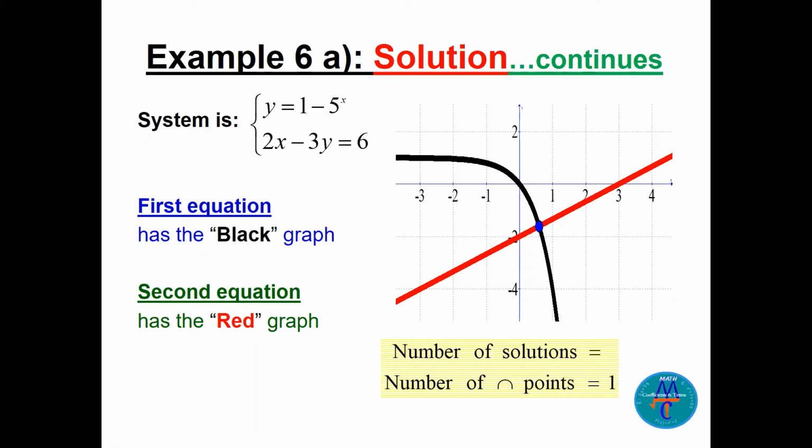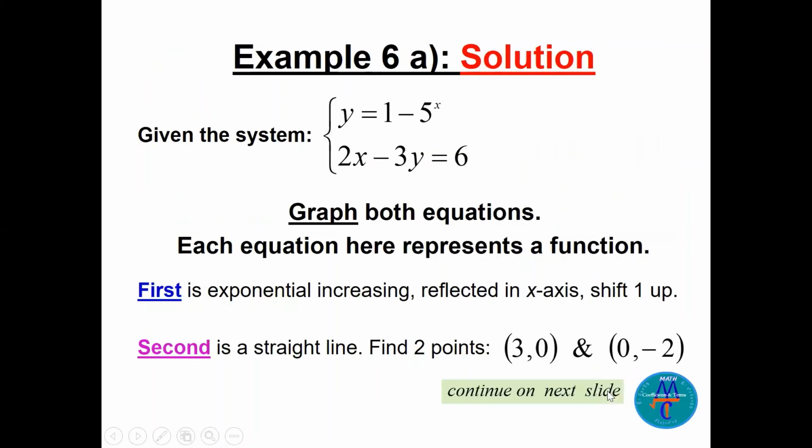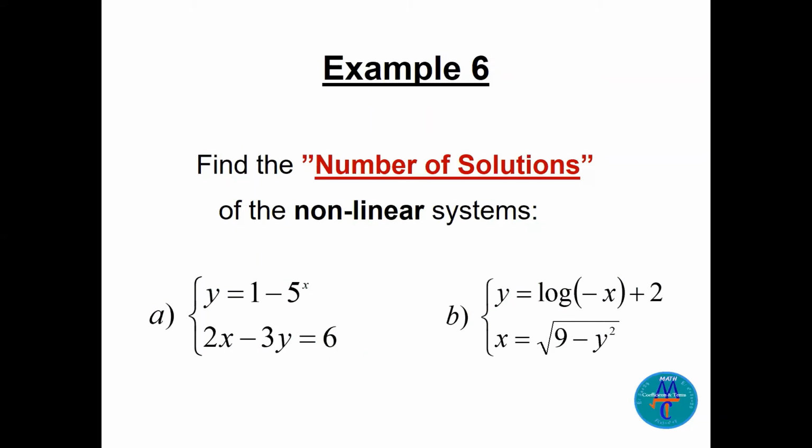See, we see here 1 point. We don't care now what is x, what is y. It can be any number, but we know there is 1 point. So the number of solutions is the number of intersection points. So the answer here is 1. 1 point in the intersection. Can you try the second one, please?